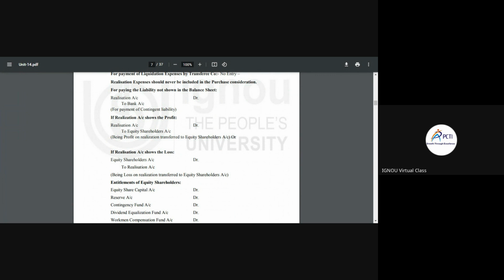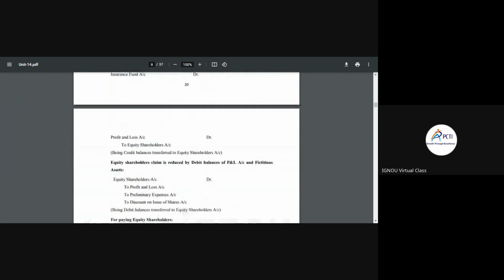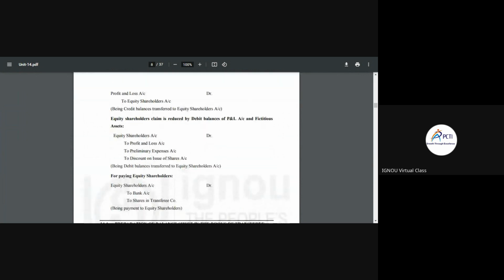Next one is if the realization account shows a profit, the entry will be realization account debit to equity shareholder account. Next one is if the realization account shows a loss, then equity shareholder account debit to realization account. Next one is entitlement of equity shareholders. The entry will be equity share capital account, reserve account, contingency fund account debit, dividend equalization fund debit, workmen compensation fund account debit, insurance fund account debit, profit and loss account debit to equity shareholder account.